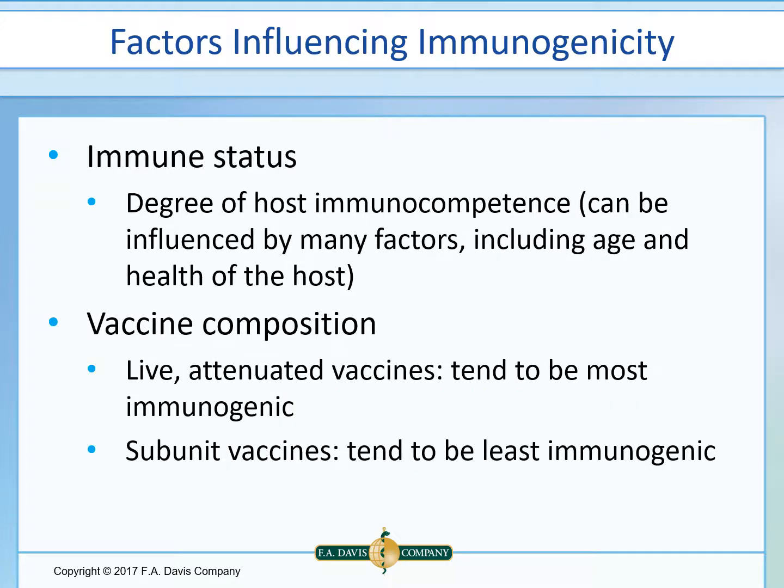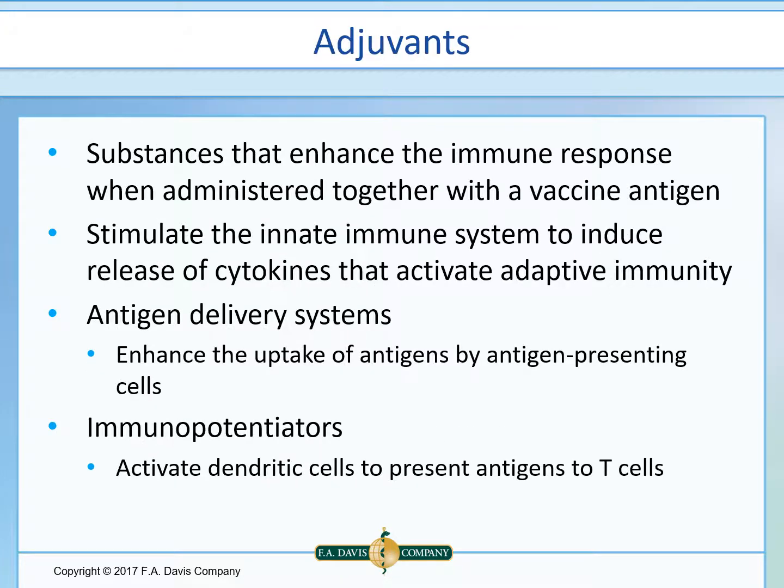The immune status of the individual also influences immunogenicity. The degree of the host's immunocompetence, which also can be influenced by age, and the health of the host, affects how effective vaccines are. And of course, the composition of the vaccine itself affects the immunogenicity. Live attenuated vaccines tend to be the most immunogenic, whereas subunit vaccines tend to be the least.